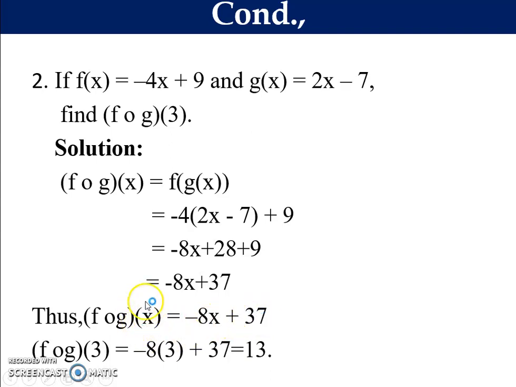Suppose I give a value for x as 3. If I want to find (f composite g)(3), just substitute and replace x with 3, and we get the answer 13.